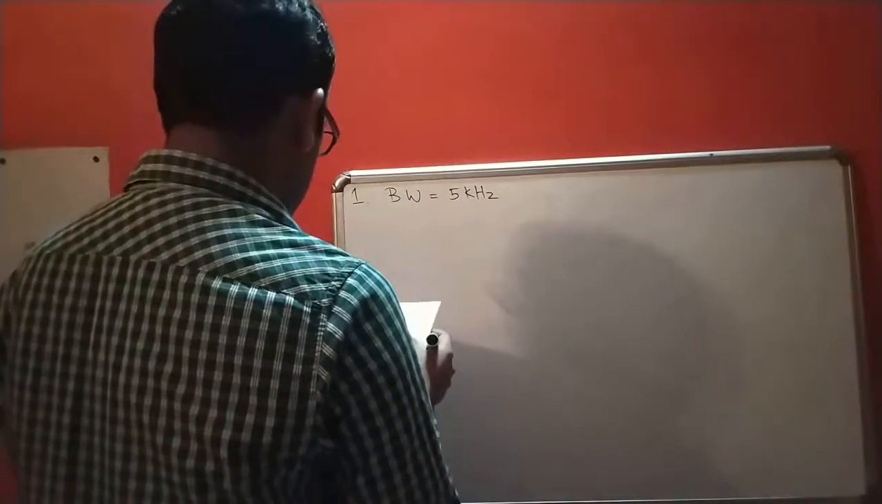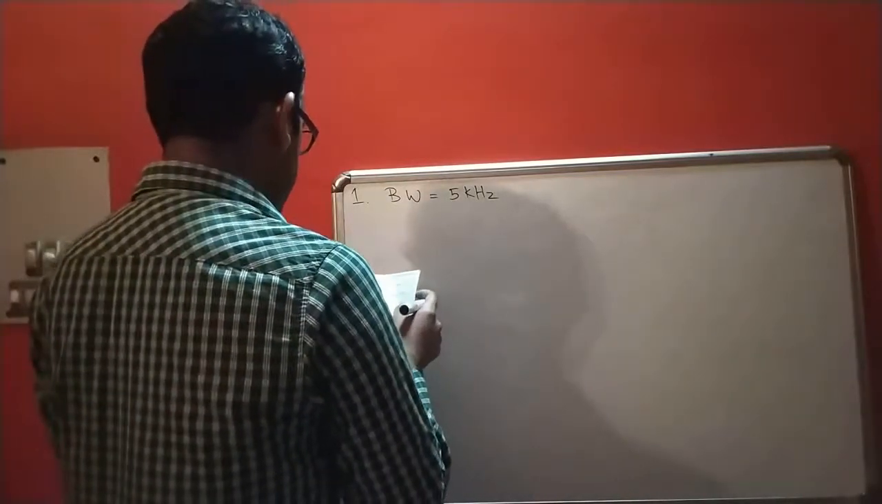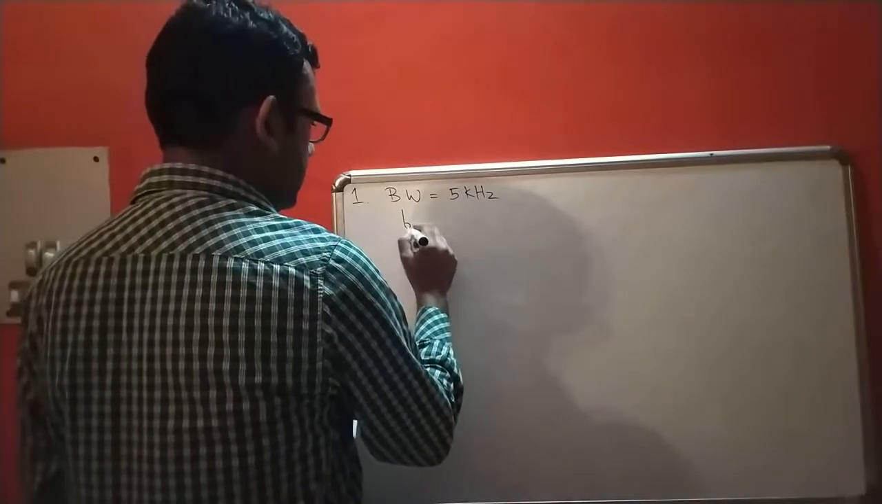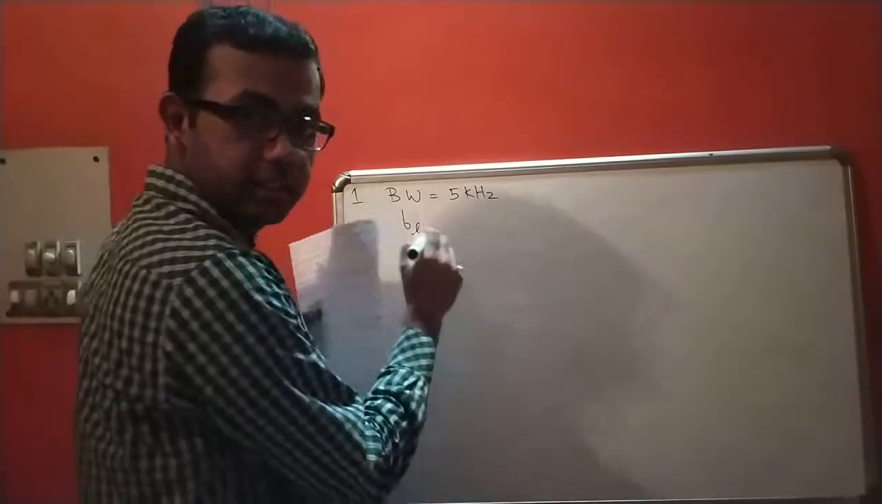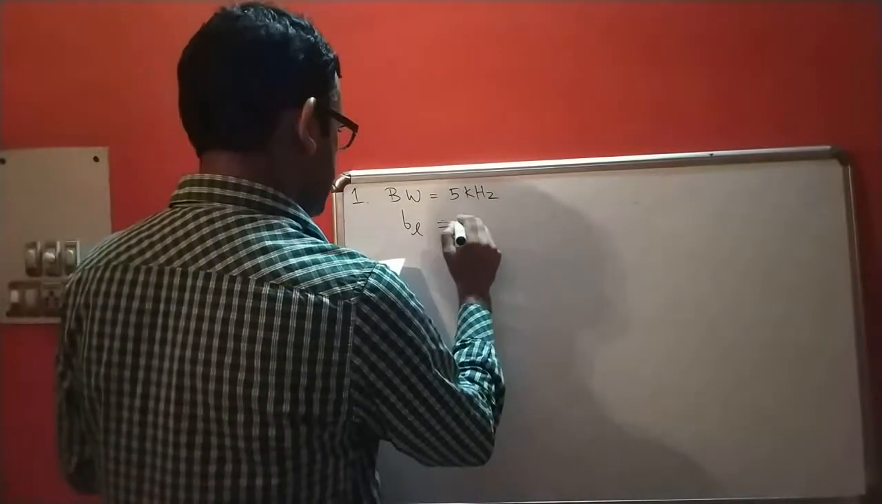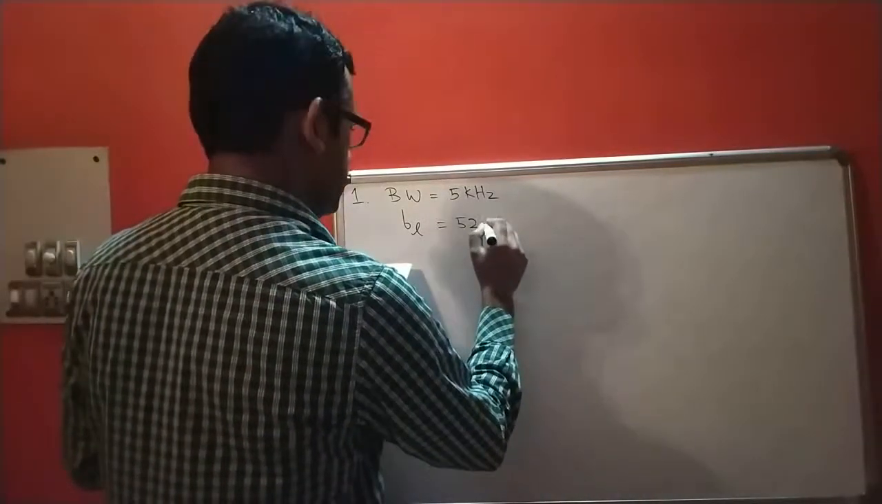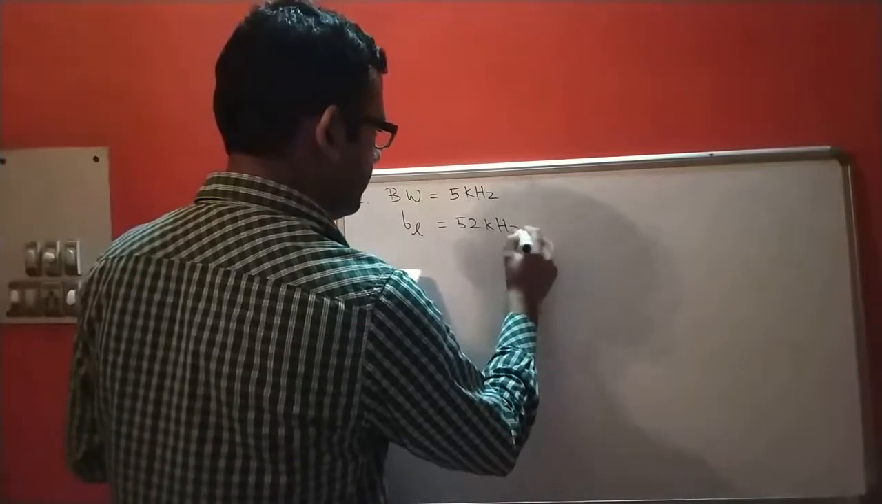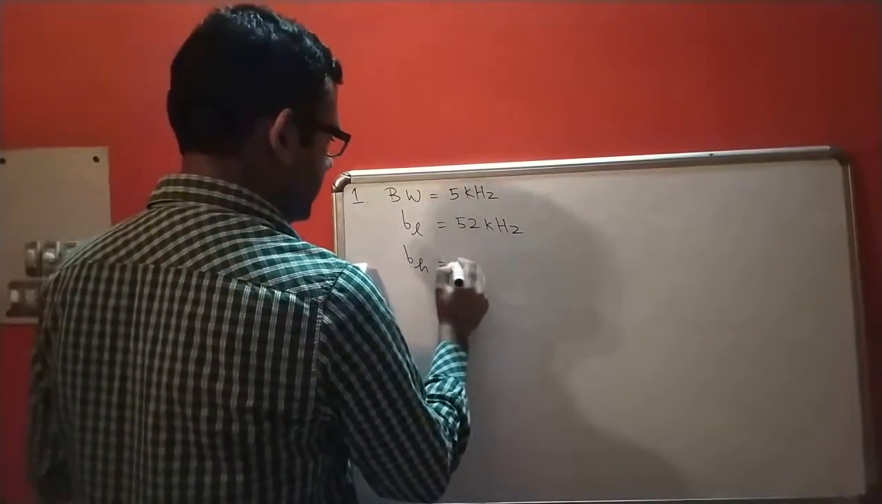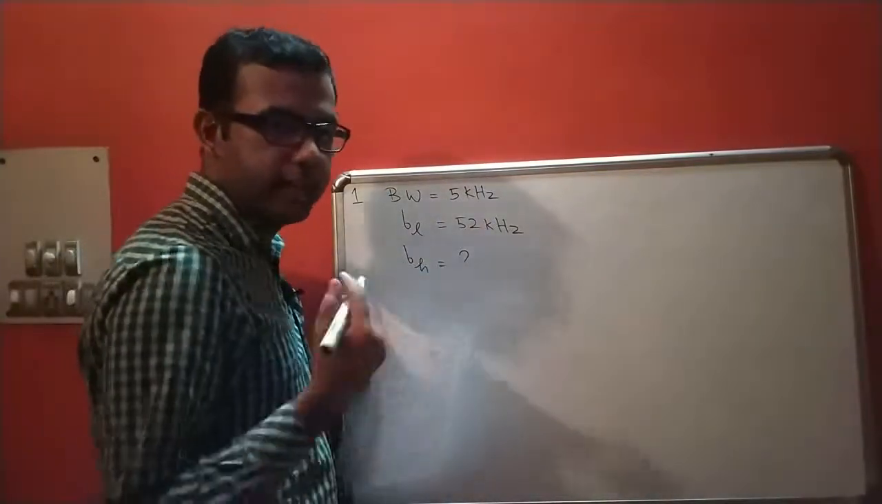kilohertz and the lowest frequency is 52 kilohertz. I'm denoting the lowest frequency as B suffix small l. So the lowest frequency that is given to us is 52 kilohertz and we are being asked to find the highest frequency.